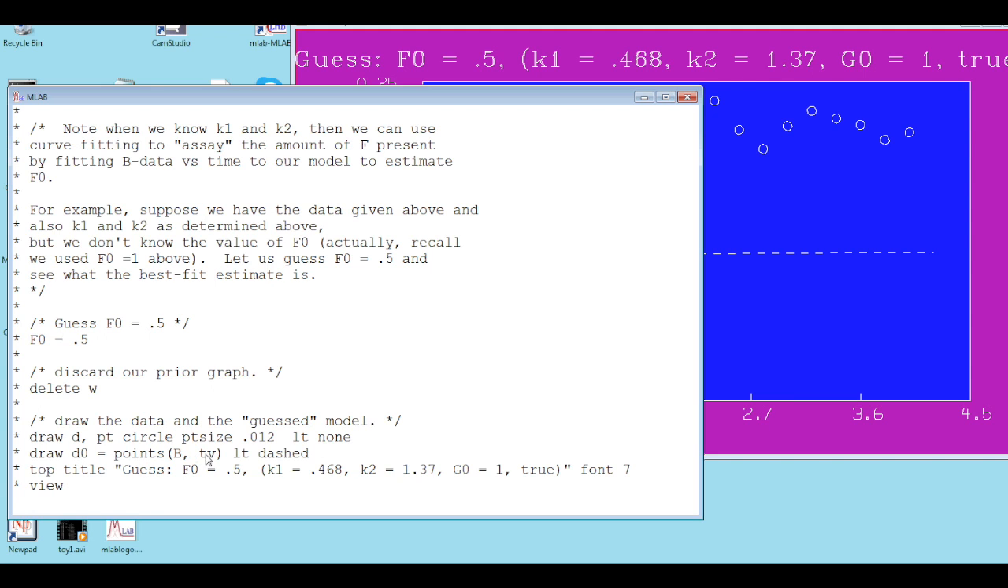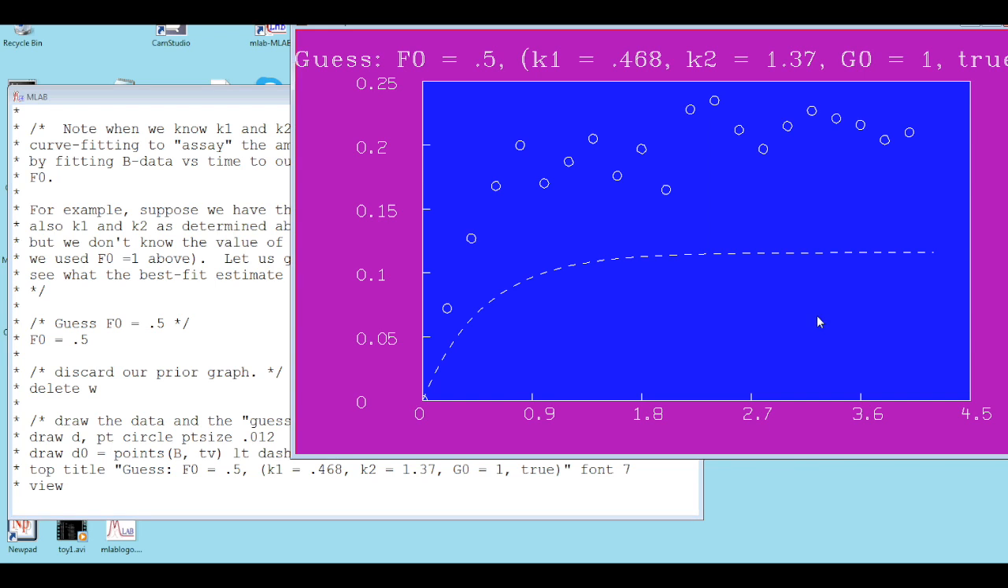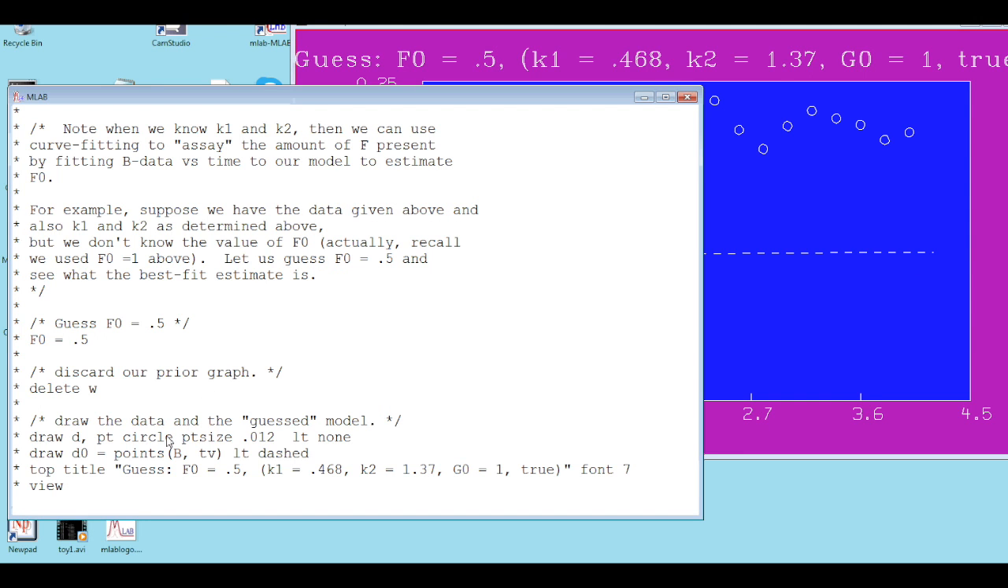Here is the graph of our guess when we have F0 equal to 0.5 with K1 and K2 defined as computed above. Here's a title that tells us about that we put in the program. And here's what we see. So given this exact data we had before, but assuming, erroneously in fact, that F0 is 0.5, this is what the model predicts. And it isn't the truth, as you can see. No, there's a clear disconnect, right?